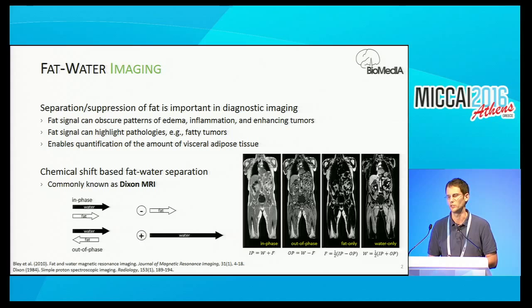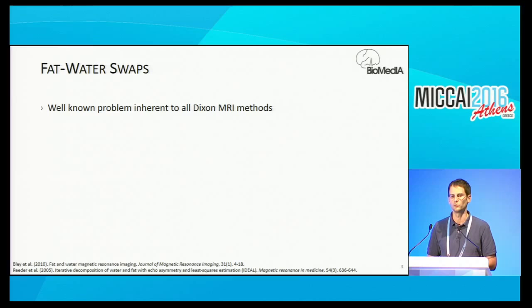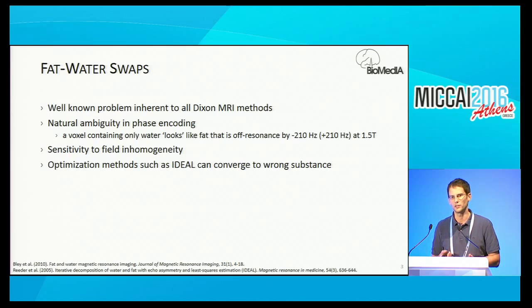However, in practice, it's a little bit more complicated. Normally, multi-point techniques have to be used, and also advanced mathematical optimization methods are employed to actually compute the fat and water-only images. There is a major problem in Dixon MRI, which concerns fat-water swaps. It's a well-known problem. It is caused by natural ambiguity in the phase encoding, so sometimes water can look like fat and vice versa. But also fat separation is quite sensitive to field inhomogeneities. And the optimization methods that are employed, for instance, the popular IDEAL method, can actually converge to the wrong substance due to local minima and other problems.